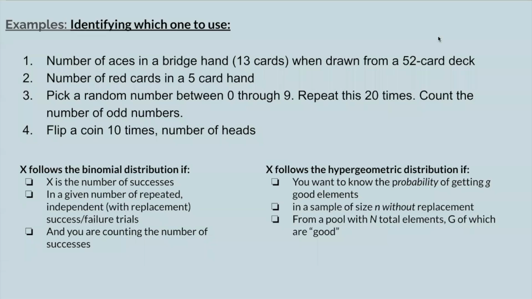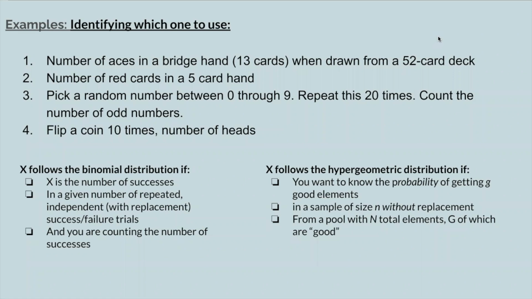Okay, let's go over some examples. Number one, number of aces in a bridge hand of 13 cards when drawn from a 52 card well shuffled deck. Usually the first thing that gives away whether something is binomial or hypergeometric is whether it's done with or without replacement. And hypergeometric is done without replacement.